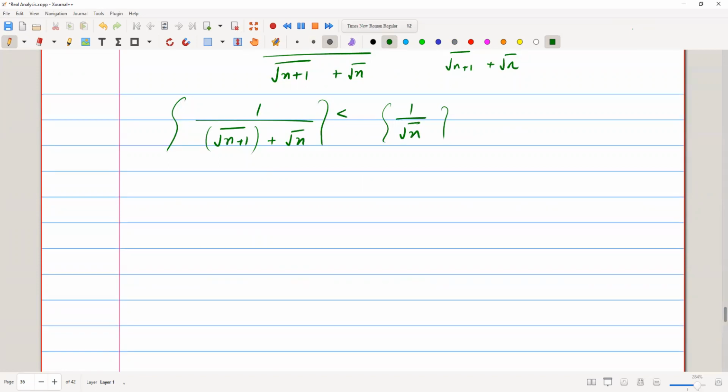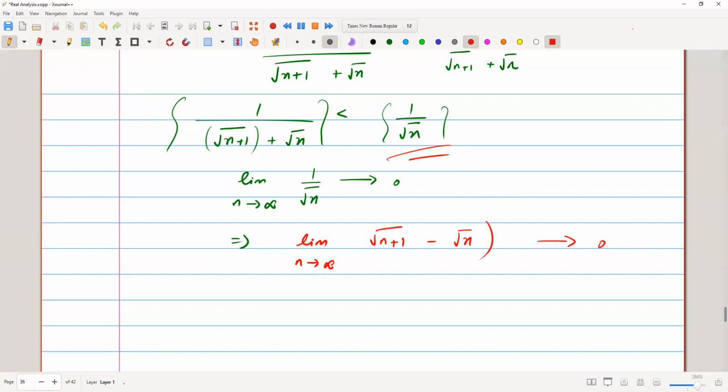We know that 1 over square root of n converges to 0 as n tends to infinity. So this is a null sequence, a kind of fundamental sequence, and it tends to 0. Therefore, the sequence that is lesser than this greater sequence will also converge to 0. So the limit as n tends to infinity of square root of n plus 1 minus square root of n is 0. So the sequence is convergent and the limit of the sequence is 0.